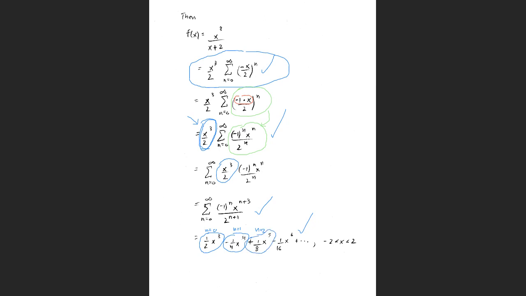Okay, so we recognize that our function, which was x cubed divided by x plus 2, is going to equal, and I can put it up here too, x cubed over x plus 2 equals our power series, but only for values of x that fall between -2 and 2.